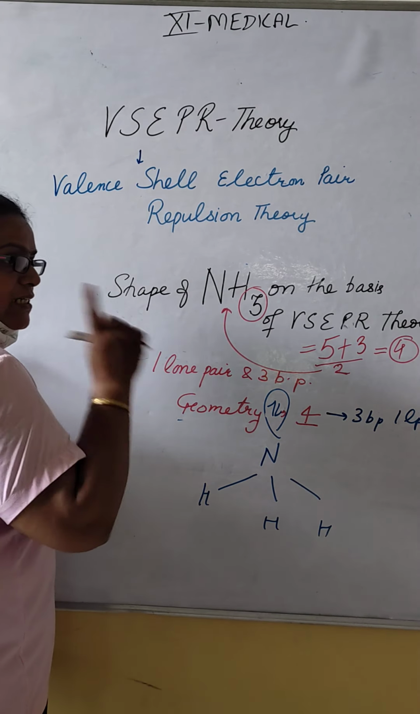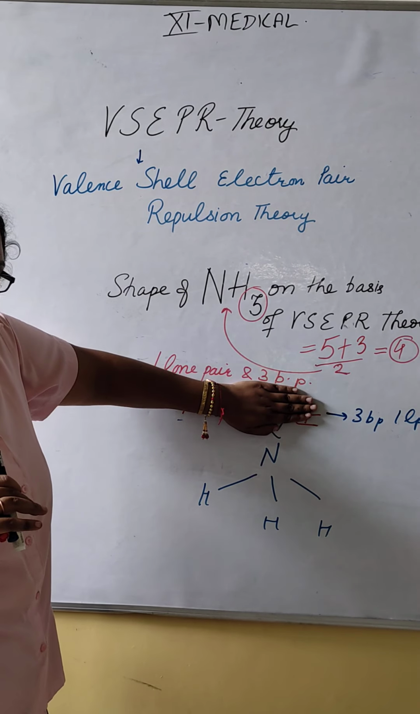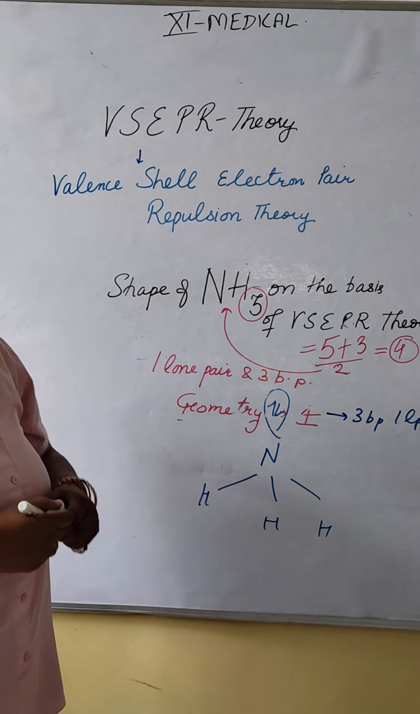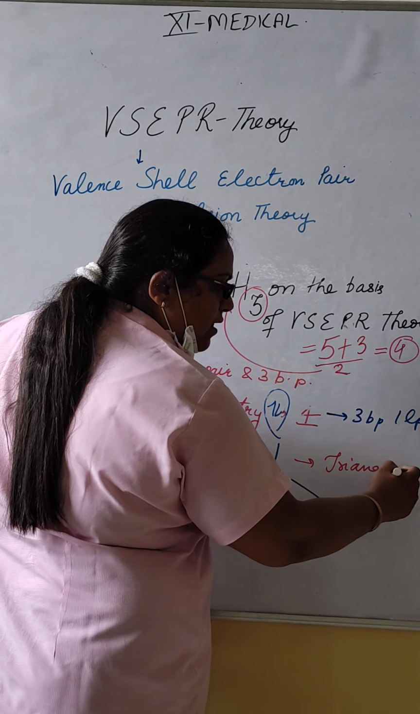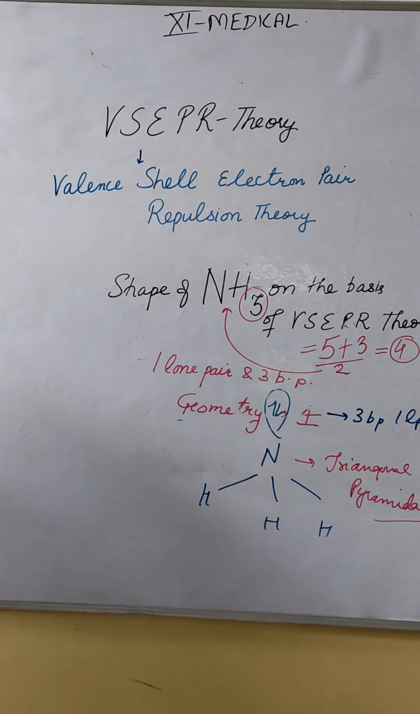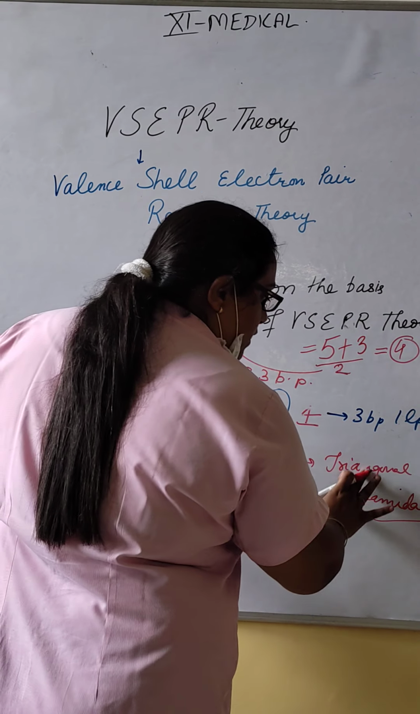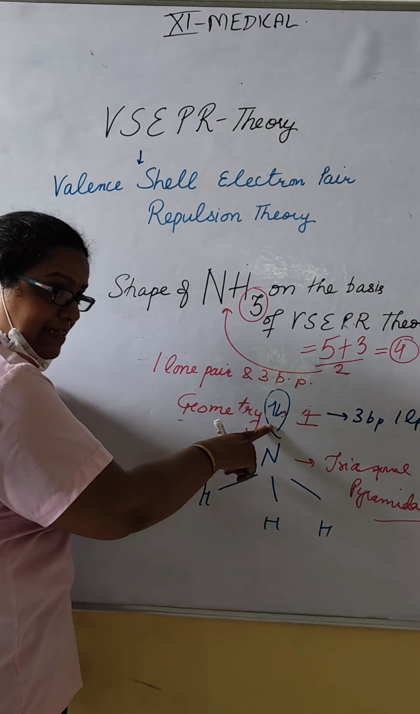What will be the geometry? Tetrahedral. But what will be the shape? We will remove the lone pair and only see the bond pair. So the shape will be trigonal pyramidal. Trigonal pyramidal.